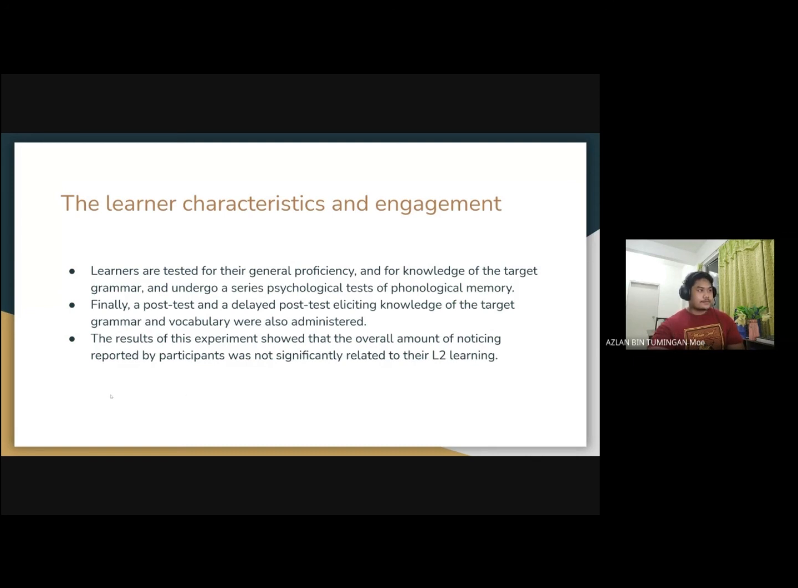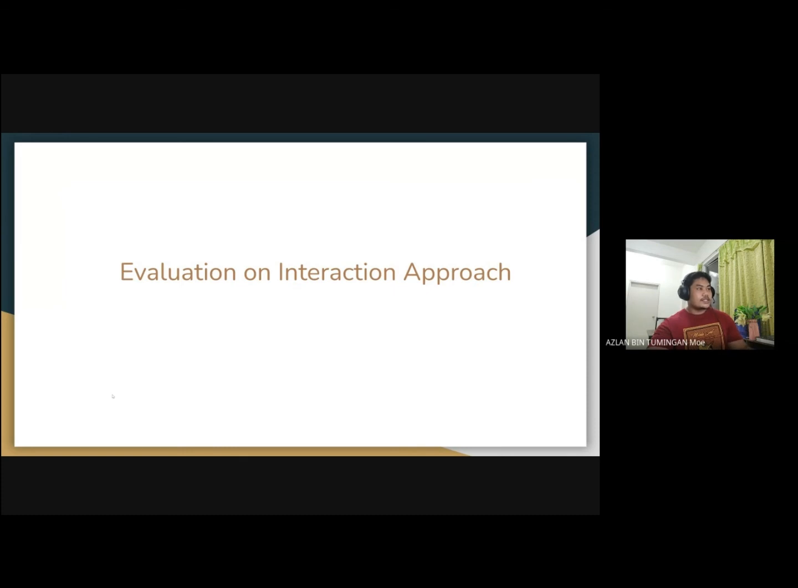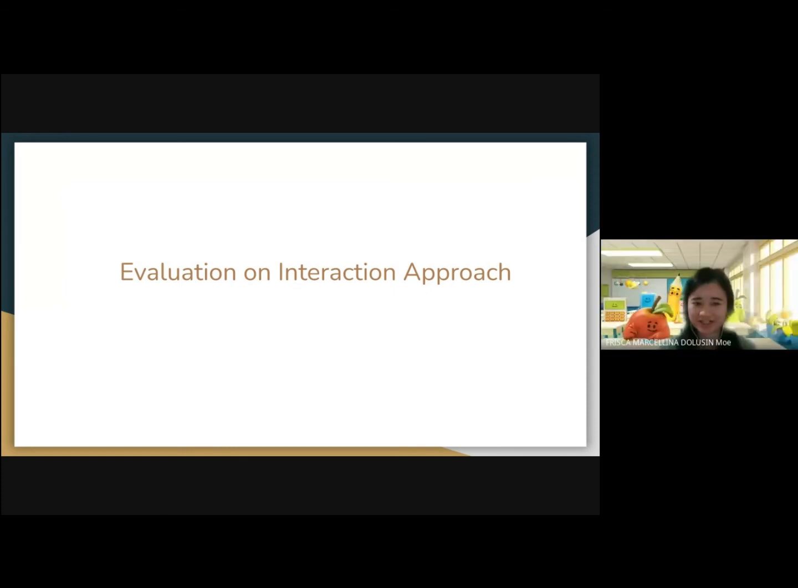Okay, that's all from me. So we continue with the evaluation of the interaction approach. Okay, the last topic is actually the evaluation of the whole interaction approach. Okay, next.